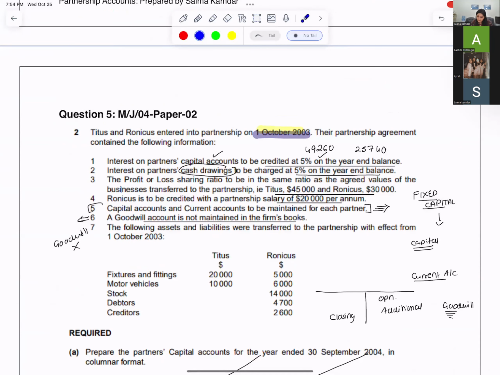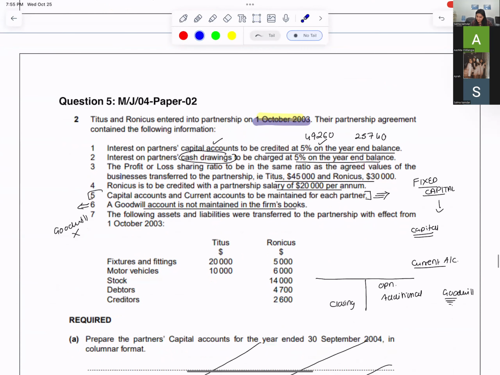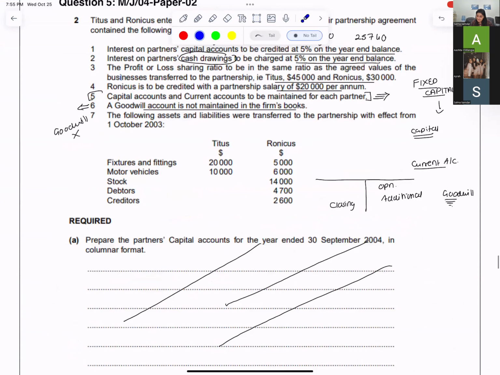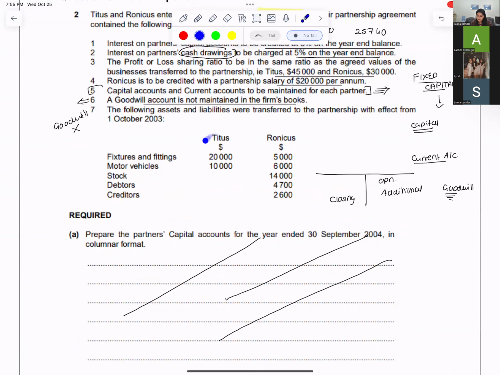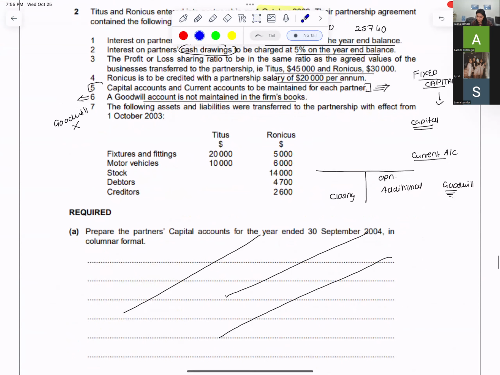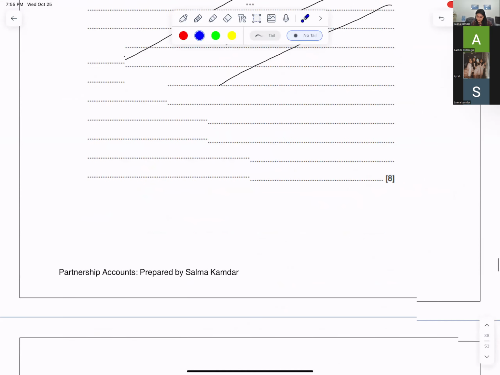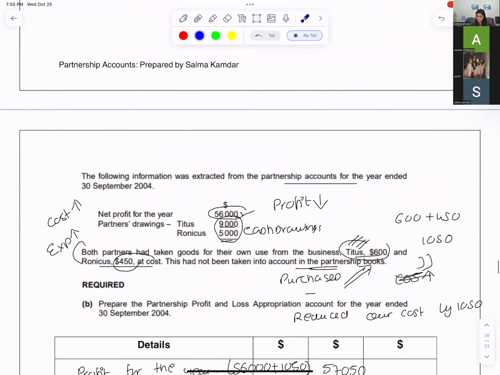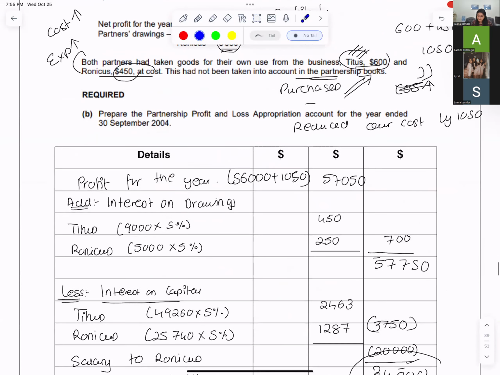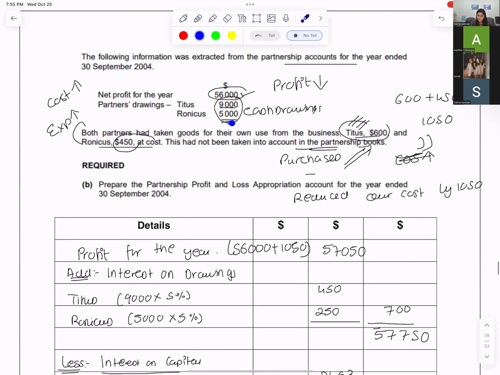This was interest on capital. This is interest on drawings. This is for the share of profit. This is for the salary. It is incorporated. Goodwill we are not dealing with. And this is the capital account. This is the capital of Titus and this is the capital of Ronicus. We are not making the capital account. So there is no current account balance, right? We have incorporated the drawings in cash. We have incorporated the drawings in kind.